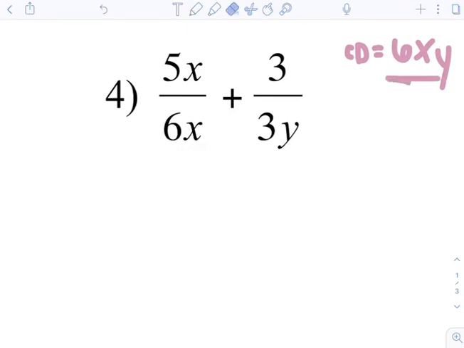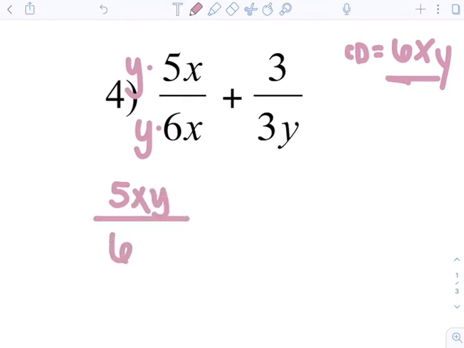Well, this one already has the 6x. From the common denominator that I decided, it is missing y. So to get it to have the y, I got to multiply by y. But what you do to the denominator, you have to do to the numerator, to keep it balanced. So now I'm going to have 5xy in the numerator, and now in my denominator, I have 6xy.